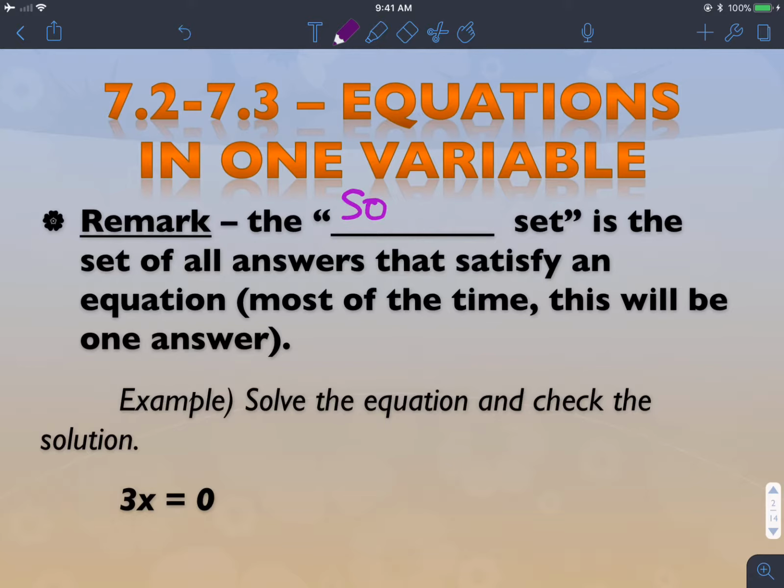When you solve an equation, you will get a solution. The solution set is every single answer that satisfies the equation.